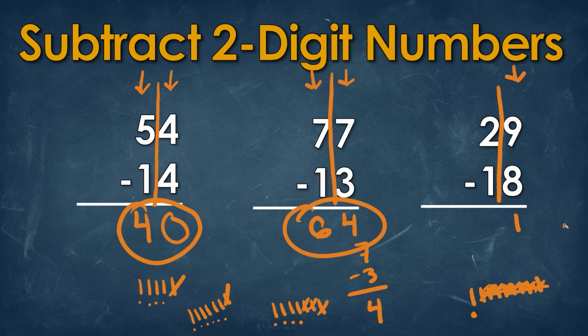Okay, so we just subtracted 9 minus 8, right, is 1. We got a 2 minus 1, 1, 2. Take 1 out, we're left with 1. So 29 minus 18 is equal to 11.